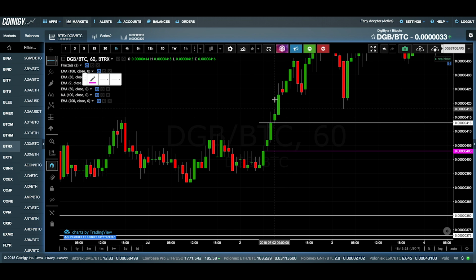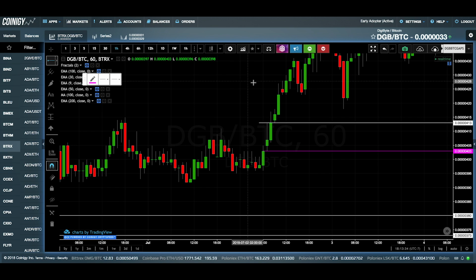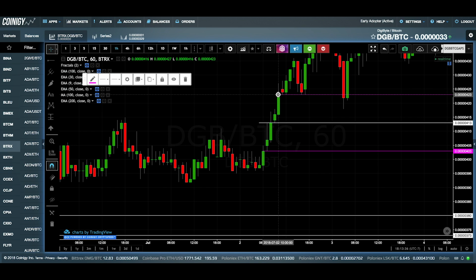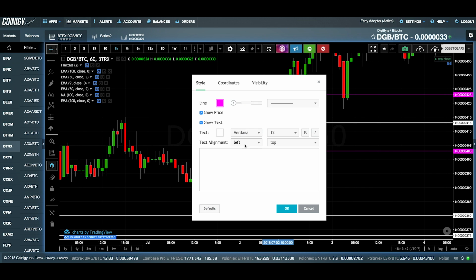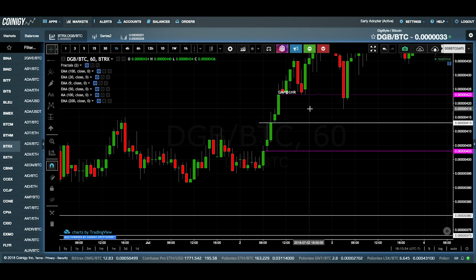Here's one that I did not mark, so I can show you clearly what I do. I basically go in here and I click on horizontal ray and I mark my gap. Now what you can do is you can also double click and just type in this text box, gap at 1 hour.